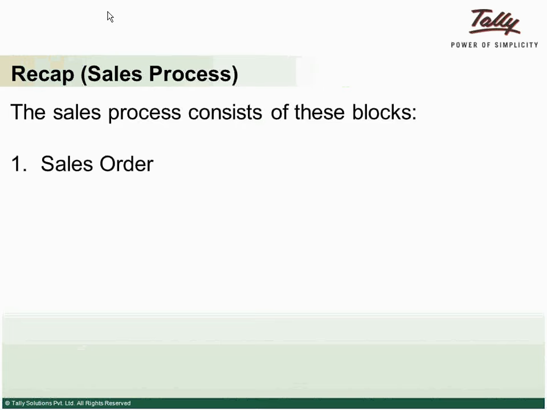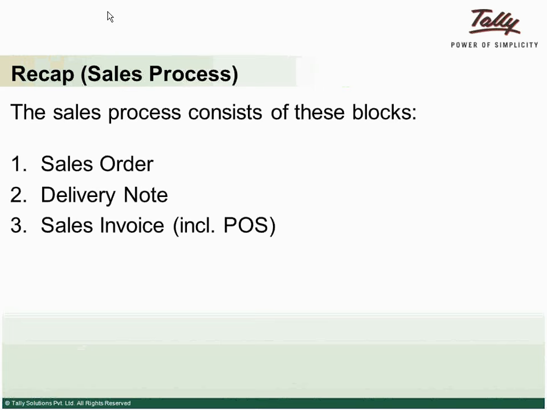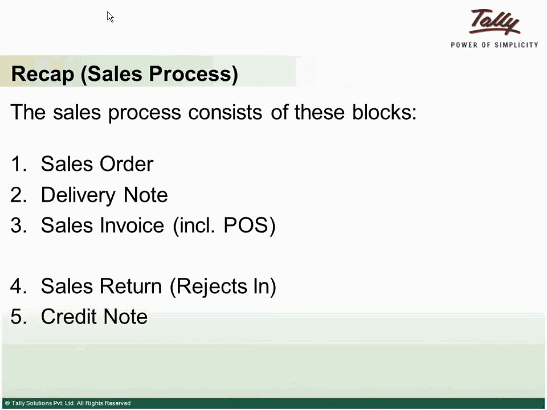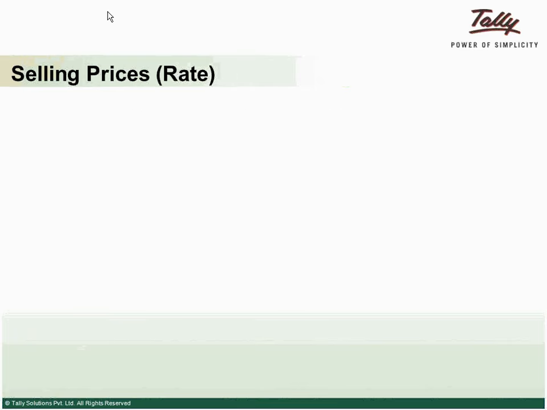So, we will recap the sales process. The sales process consists of these blocks, like sales order. You know that once we raise the order, we'll be tracking it through the delivery note, and we'll be tracking the delivery note through the sales invoice, including POS. And sales return, which is nothing but your rejection in and credit note. So the sales process consists of 5 major blocks.